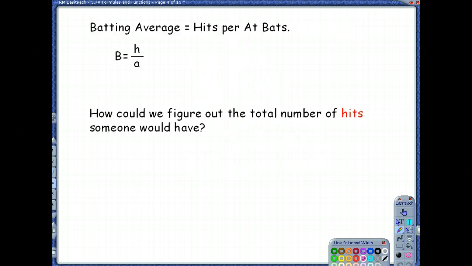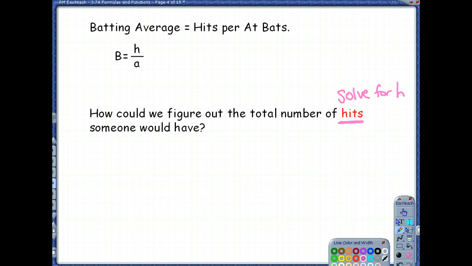Let's take a look at another example. This is the formula that they use to find a player's batting average in baseball. Your batting average is equal to the hits per at-bats, or hits divided by the number of at-bats that a player has. So how could we find out the total number of hits that someone would have? So I want to get this h by itself. So I'm solving for h, is what that's saying.